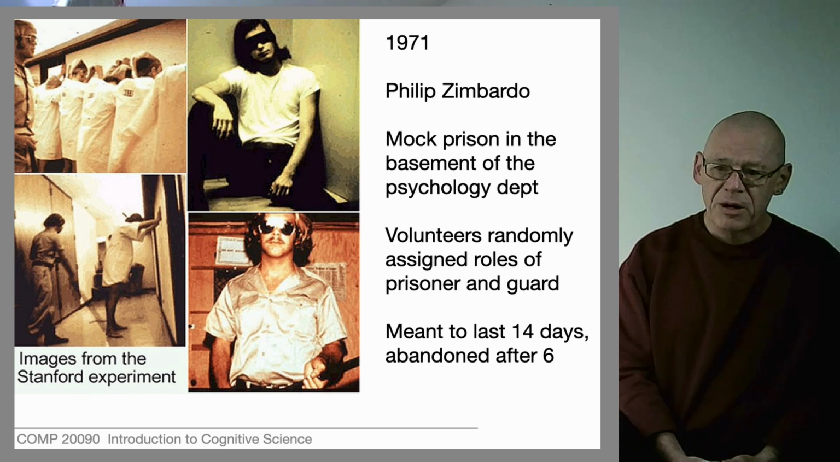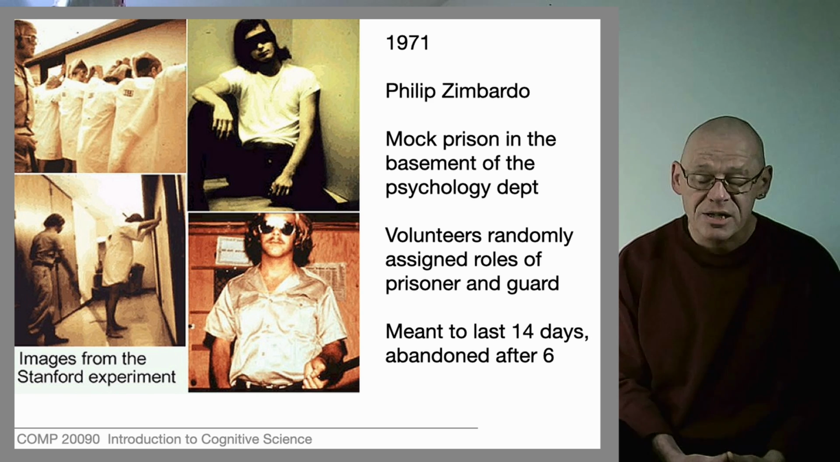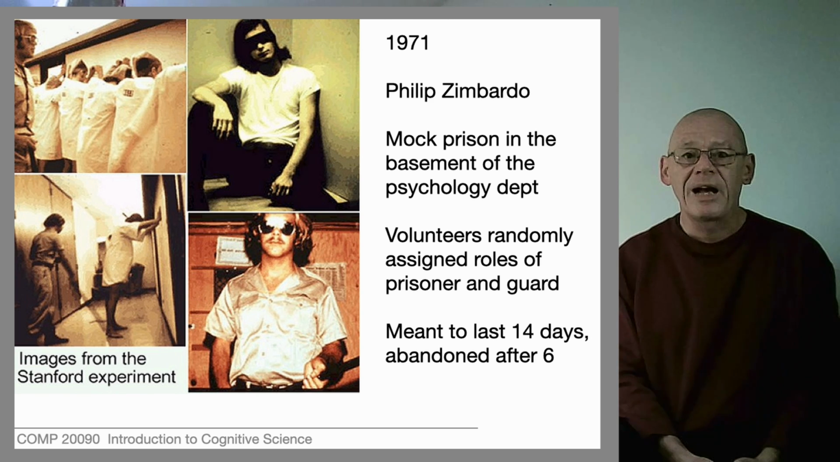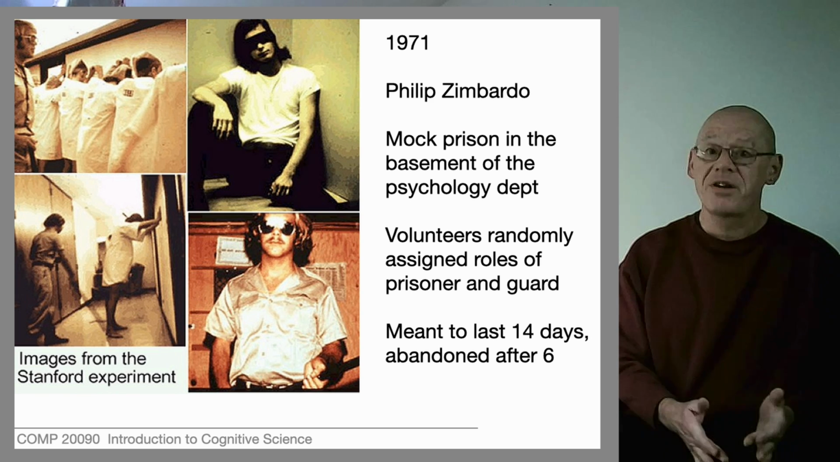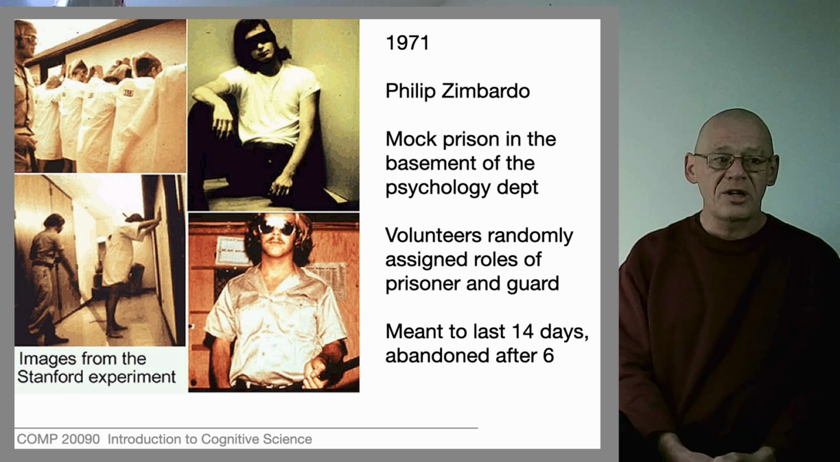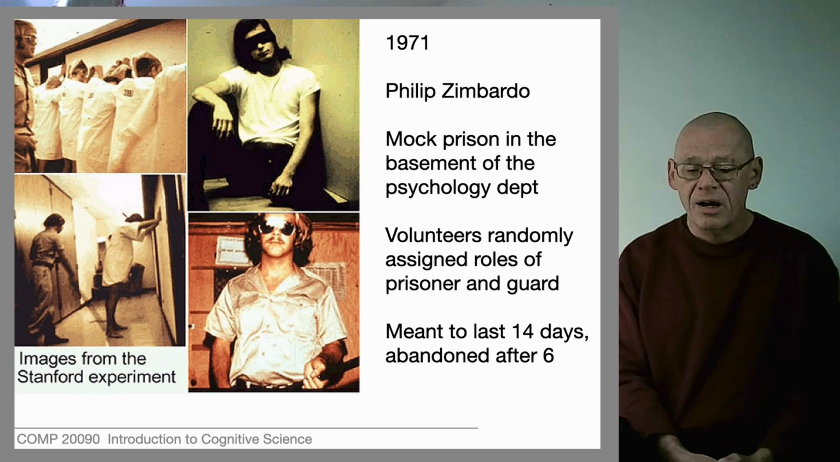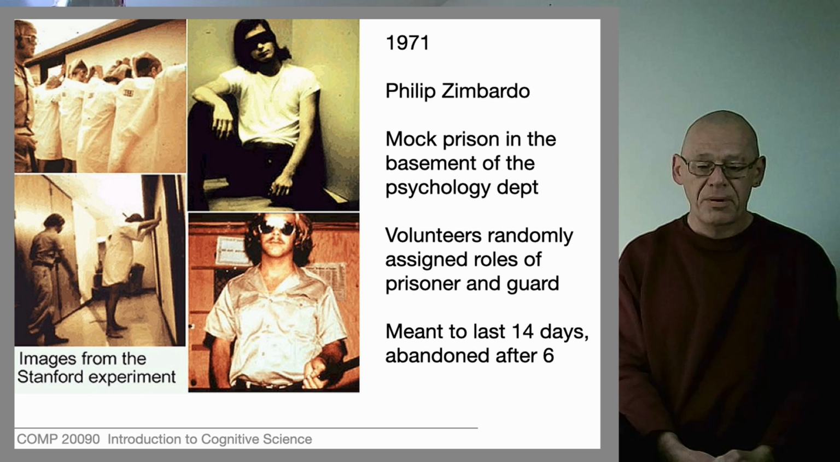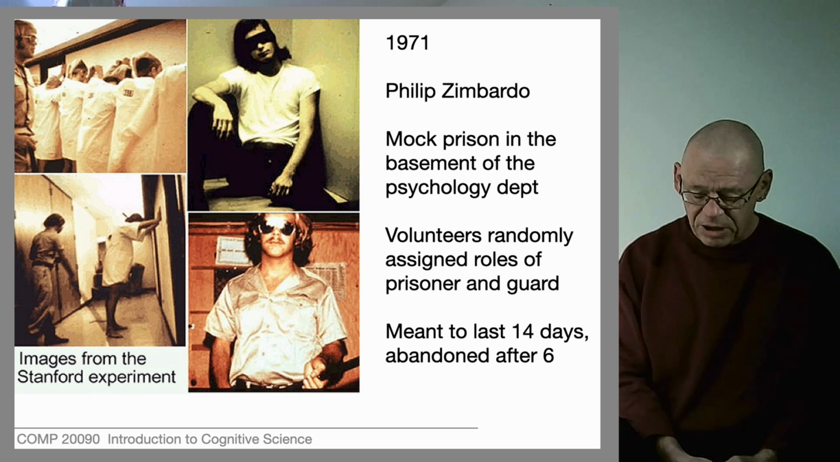Volunteers to this experiment were this time actually randomly assigned one of two roles, that of guard or that of prisoner. And the plan was that they would be treated as if they were in a prison for 14 days in order to study the behavior of the guards and the behavior of the prisoners. Now, this was never set up as a scientific experiment.